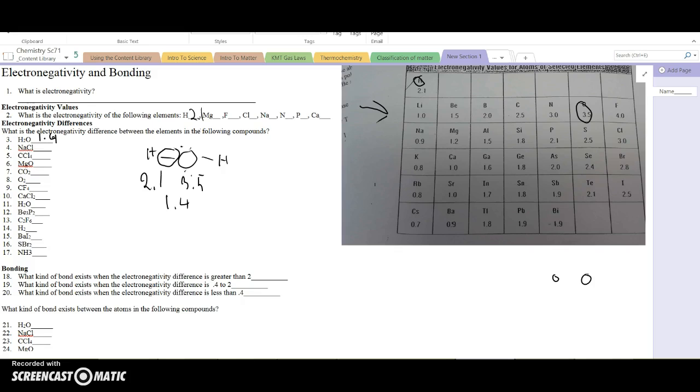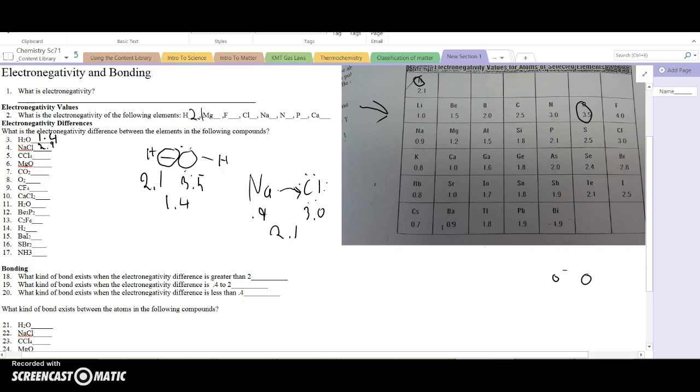If we look at sodium chloride, in this case, we have an ionic compound. So again, it's not necessary to draw your Lewis dot diagrams, but sometimes it helps, especially in the case of water, where you might have more than 2 atoms. So sodium has an electronegativity of 0.9. Chlorine has an electronegativity of 3.0. So that's an electronegativity difference of 2.1.